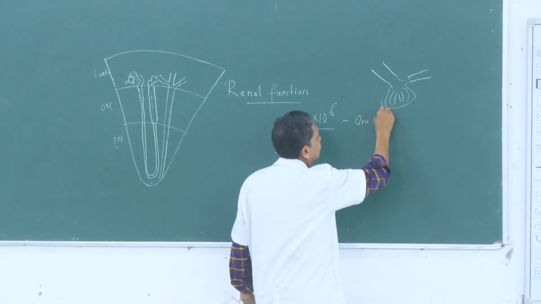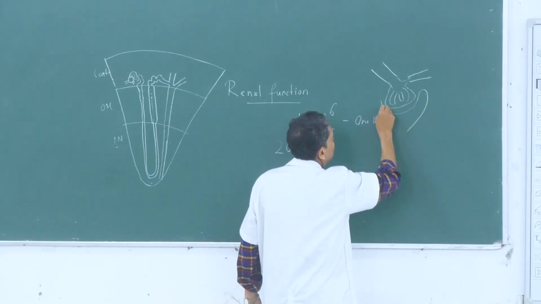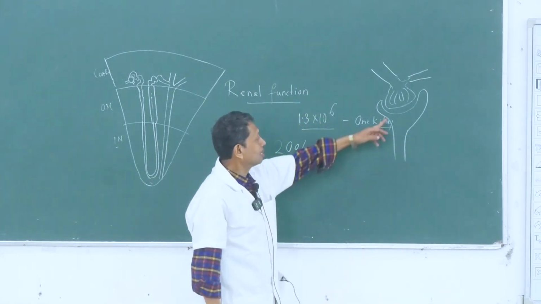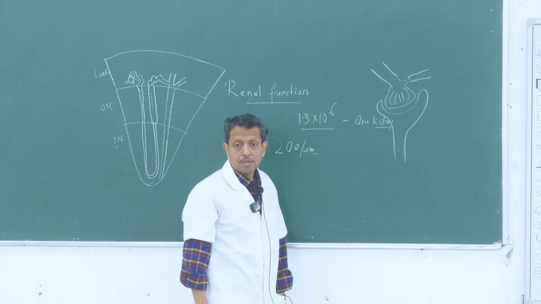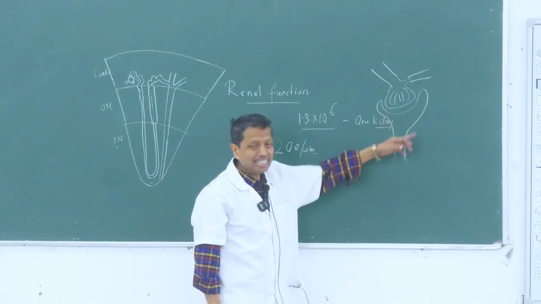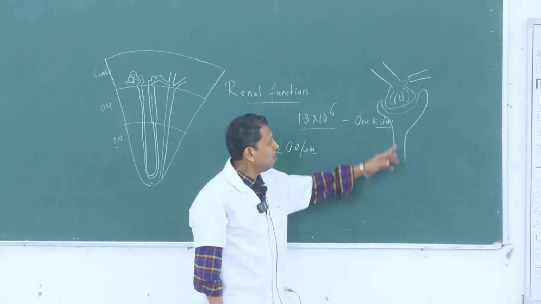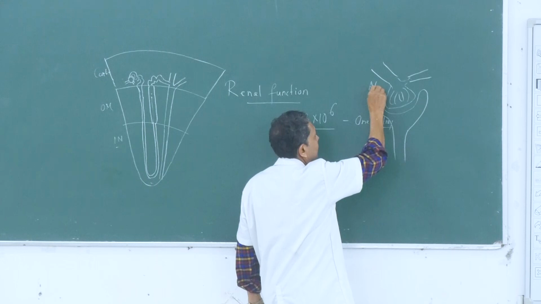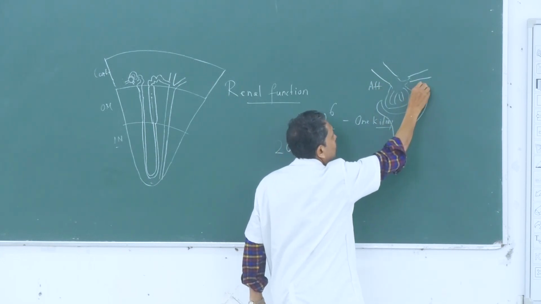And this is Bowman's capsule. So there is a visceral layer and a parietal layer, whatever it may be. Now, there is the afferent arteriole, and this is the efferent arteriole.